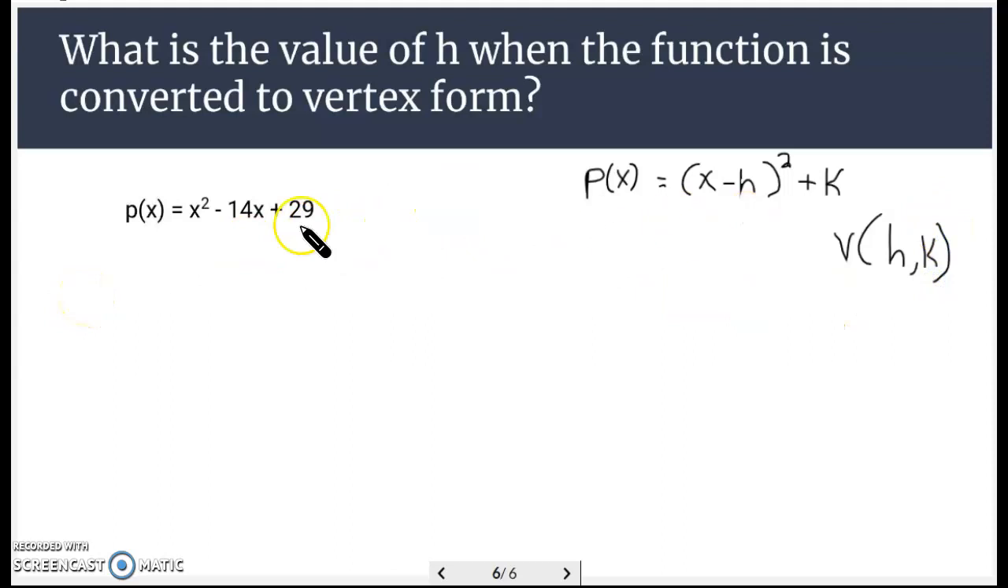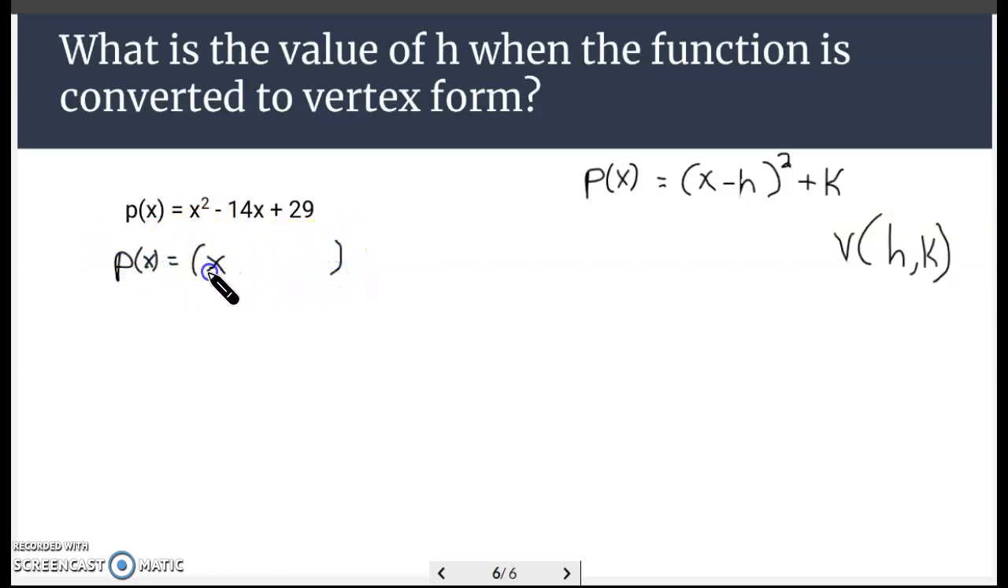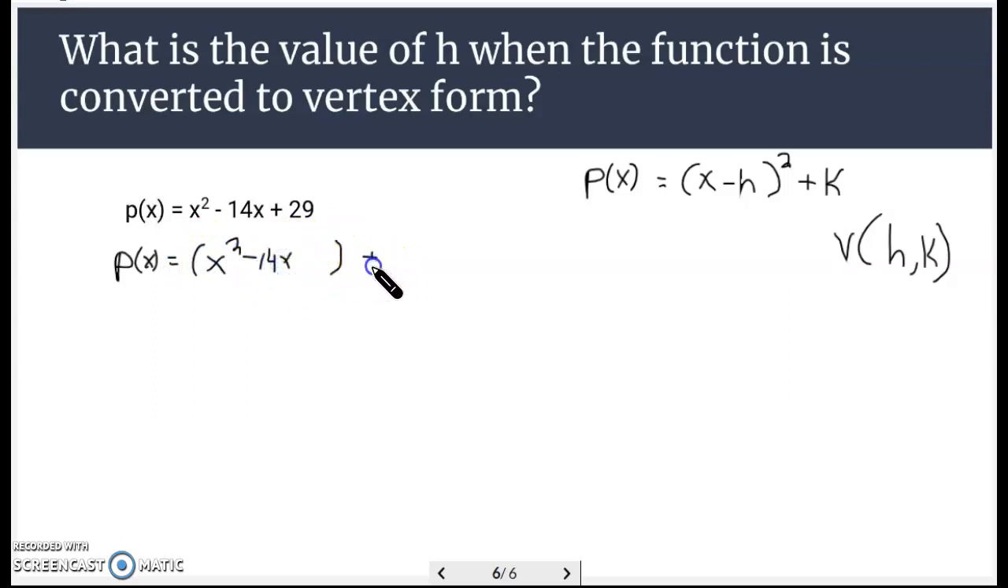But before we get to this form, we got to convert standard. And here's how we do it. We're going to section off the first 2 terms, but we leave a space because we know we're going to need that. We have plus 29. Now, we complete the square. All we're doing here is completing the square. Take half of the b number, half of negative 14. That's negative 7. And then you square that to get 49. And that makes a perfect square if I do plus 49.